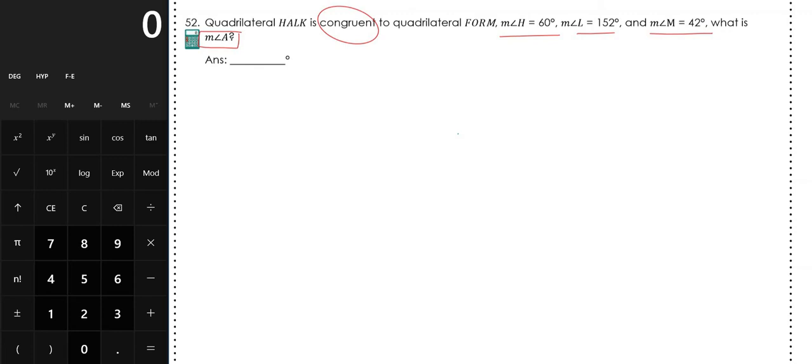Now let's focus back on the fact that this is a quadrilateral. And let me draw it. Now I have no idea what this shape is going to look like, so I'm just going to make up some random figure.